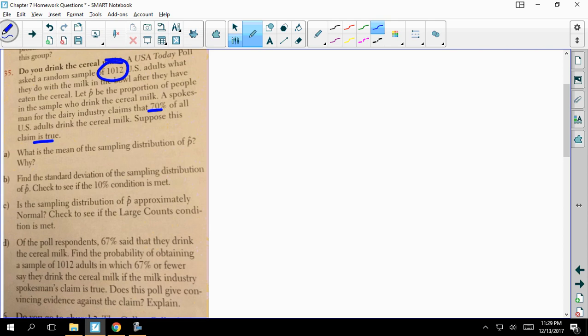Well, since we have a random sample, the mean of all the p hats is the truth. This is an unbiased estimator because we have a random sample. Now part B says find the standard deviation of the sampling distribution of p hat.